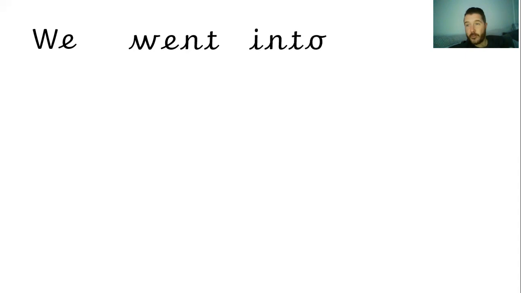Okay, pause the video if you've not finished. We're going to go through the answers now. So pause it now if you need to. So we went into town and I found a great round ball outside. First word, we. Tick for the capital W, tick for W-E for we. Next word, went, W-E-N-T. Tick if you got that right. Next one, into, I-N-T-O. Tick if that's right. That needs to be one word, not two words, okay?